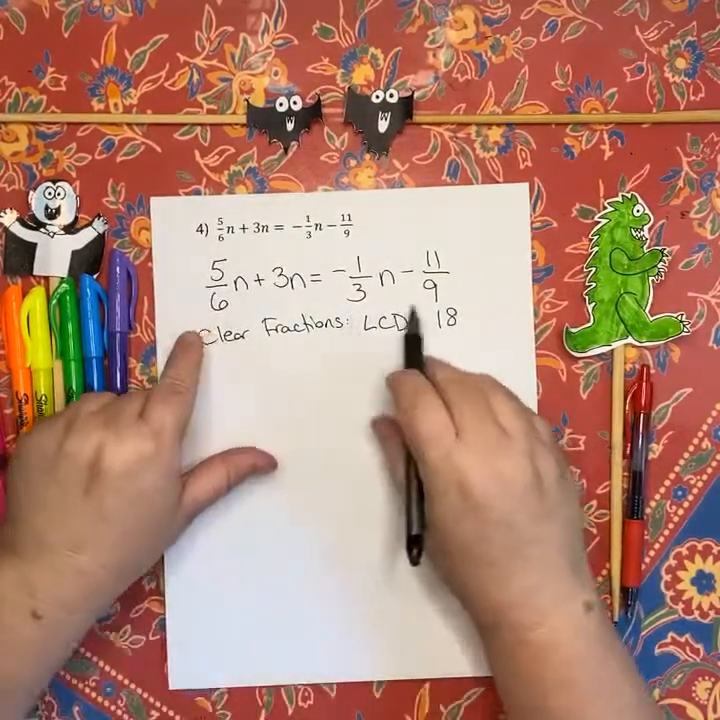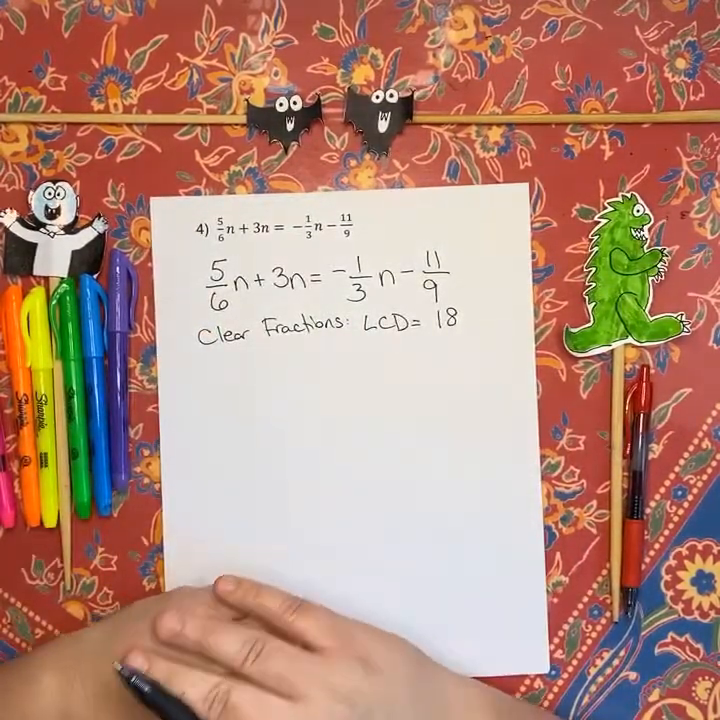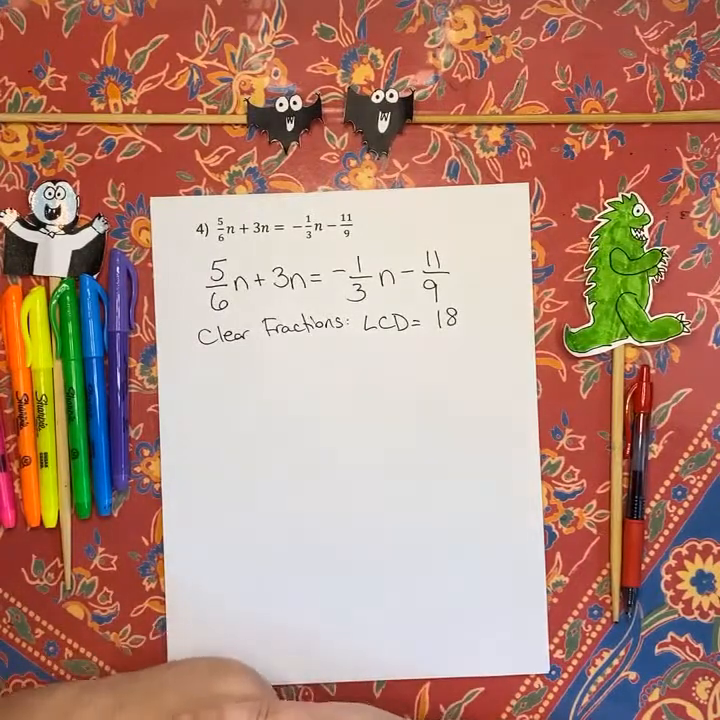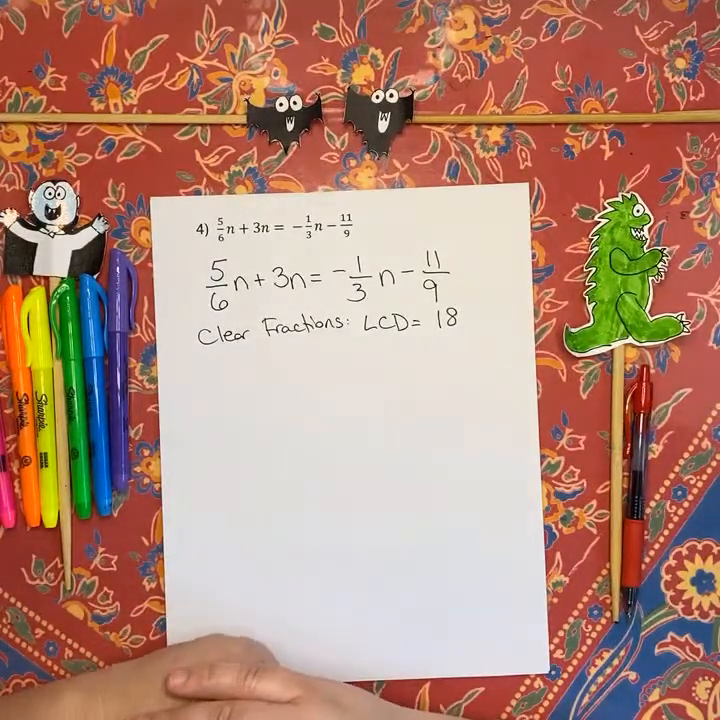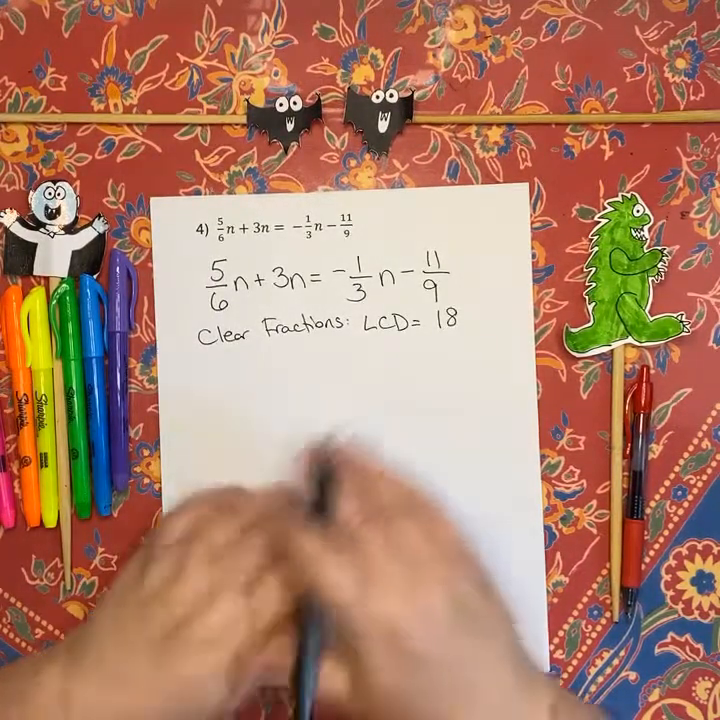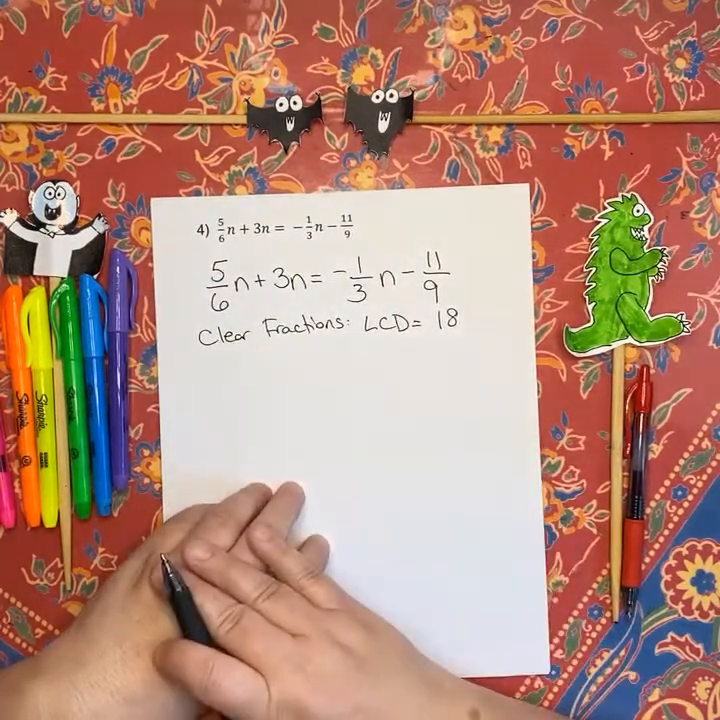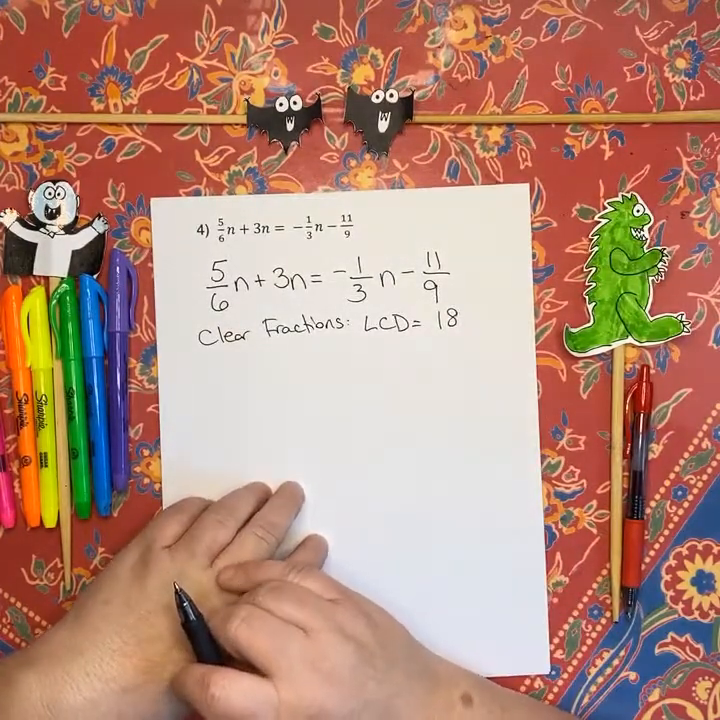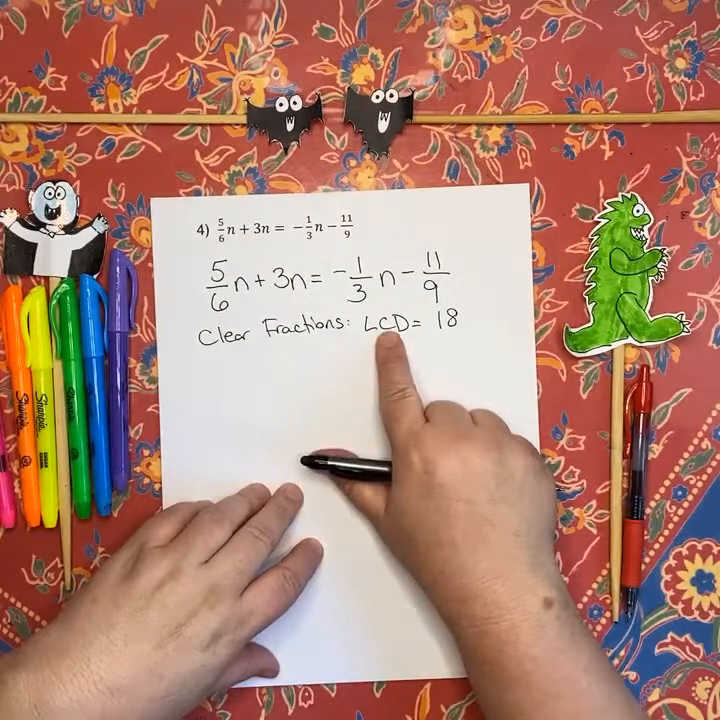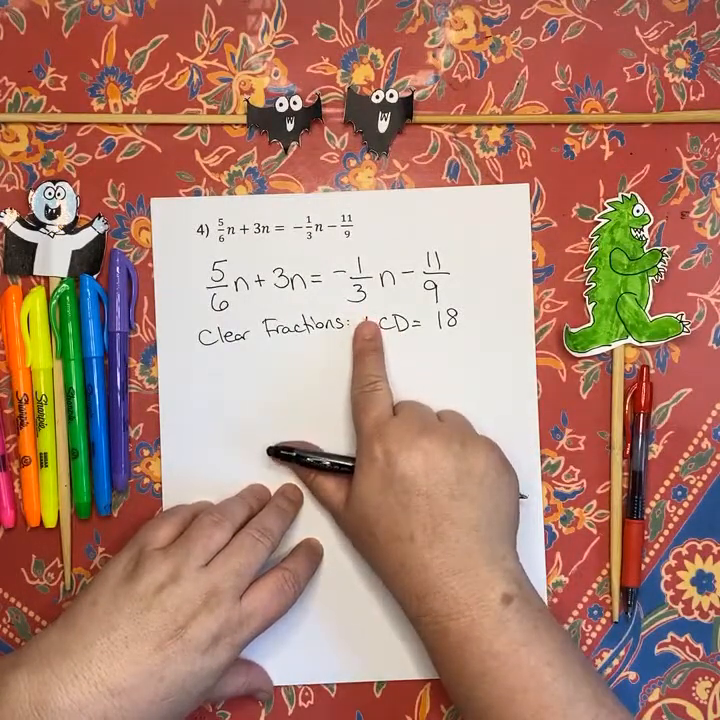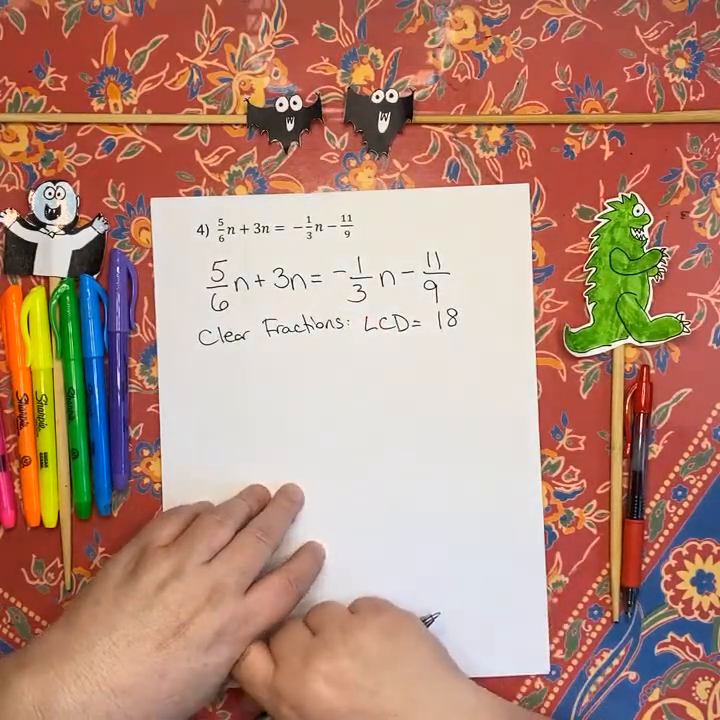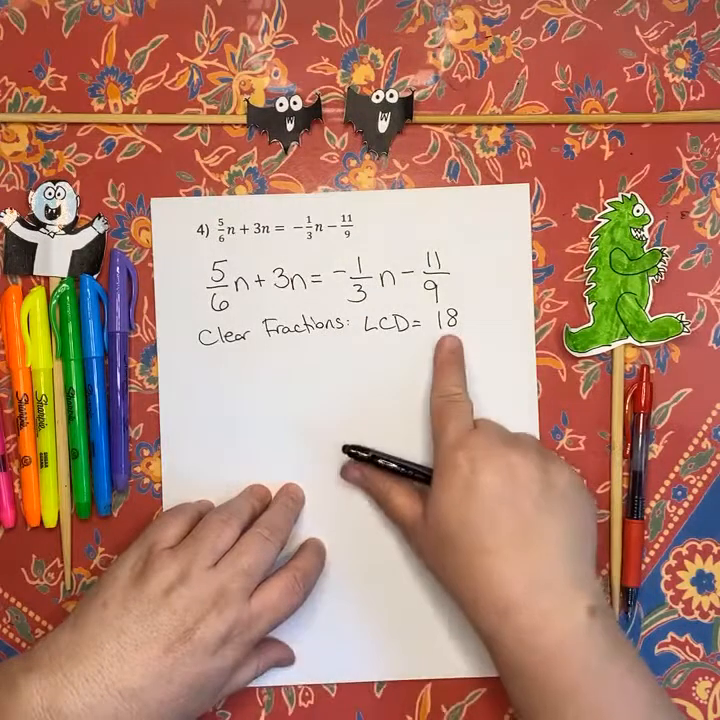Now, could you use a different one? Yes. Could you multiply them all together? Yes, but that would be a very large number. That would be like 162 or something, and that's a big number. I would prefer to use a smaller one, so I'm going to look for the least common multiple or the least common denominator, but you could just go for a common denominator, and there are a lot of options. I'm going to use 18 though.